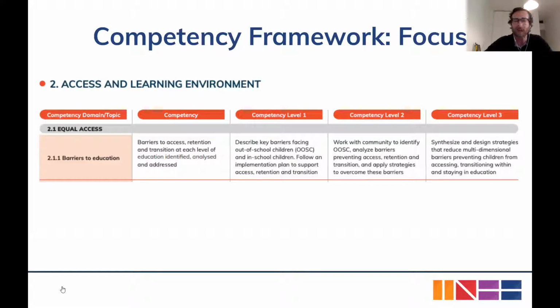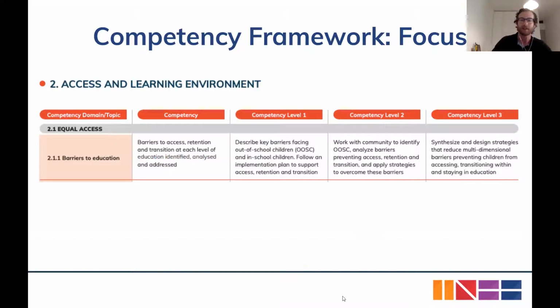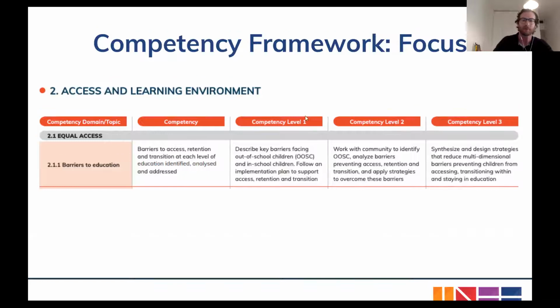This is from the access and learning environment, which is the second domain of the minimum standards. So you'll see the structure. You'll see the competency domain. You'll see a clear definition for the competency, and then you'll see 3 levels of skills linked to the competency, which show kind of the benchmark knowledge and experience for practitioners for this specific competency.